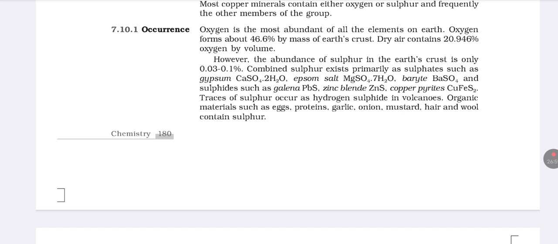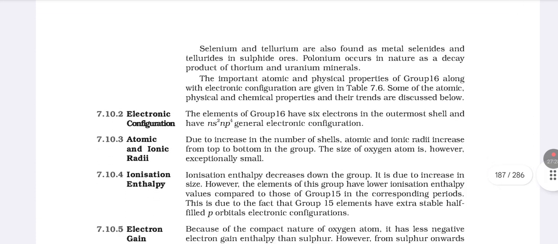Combined sulfur exists primarily as sulfates such as gypsum, Epsom salt, and barite. Sulfides are such as galena, zinc blende, and copper pyrite. Traces of sulfur occur as hydrogen sulfide in volcanoes. Organic materials such as egg protein, garlic, onion, mustard, hair, and wool contain sulfur.